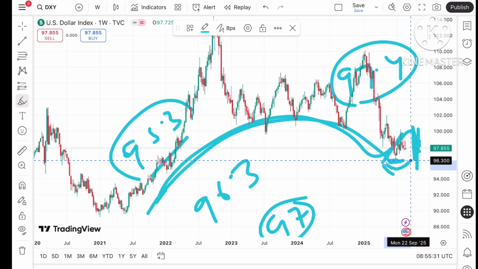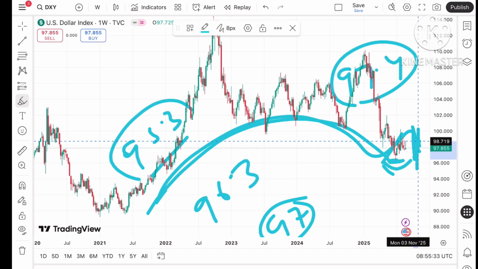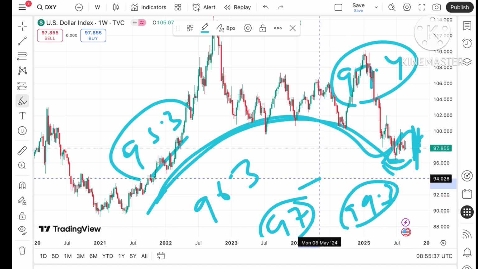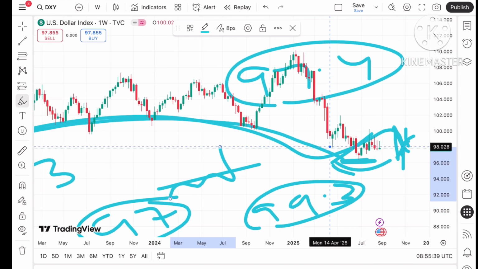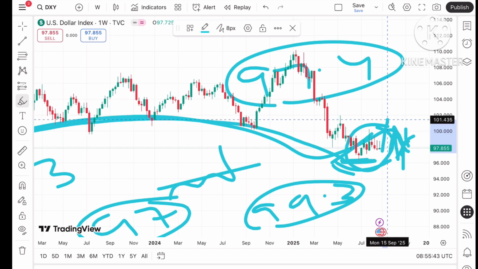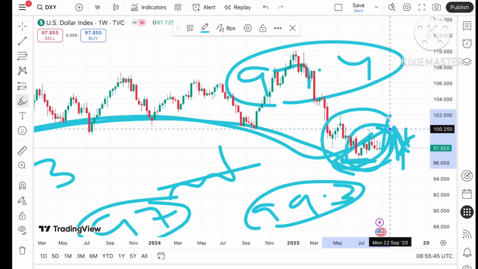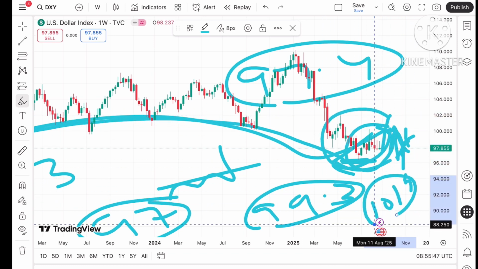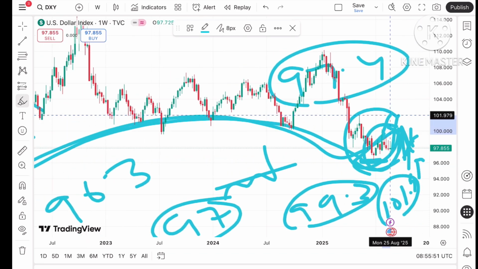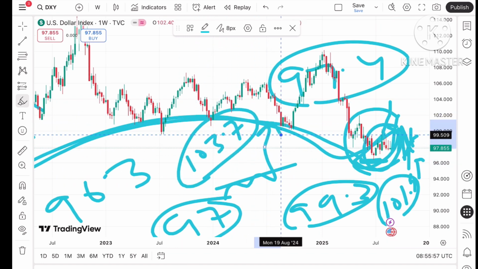But if it starts sustaining above this level, it can touch 98.7, and from there $99.3. Then the price can rise above that level, and from there it can touch 100.2. If the price moves above this level, there is a probability of going towards 101.9, and then a further upside can be seen. If the price sustains above 101.9, there is a probability of touching 103.7, and then a further upside can be seen.